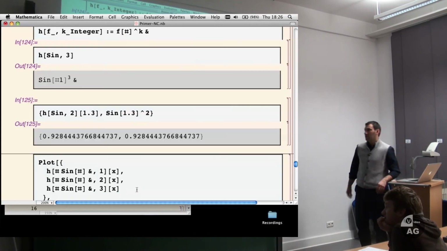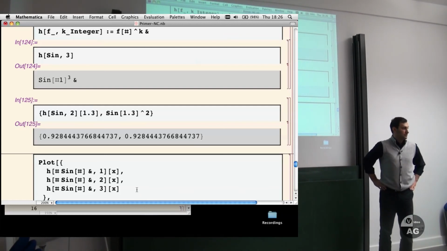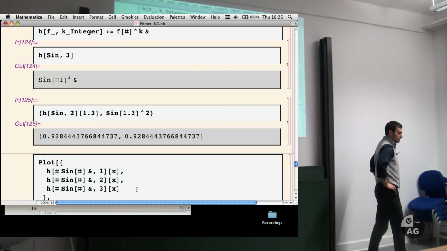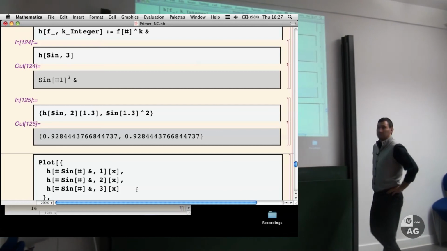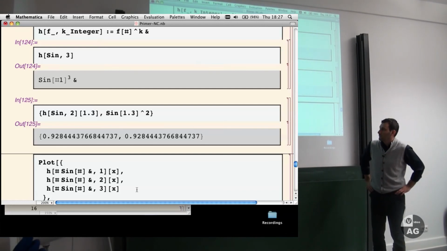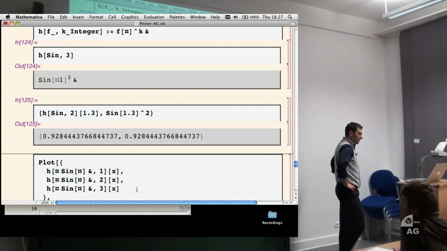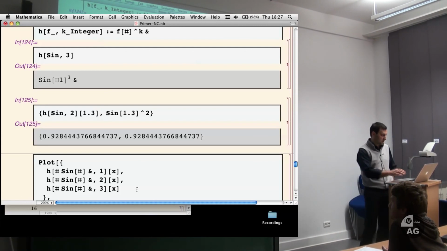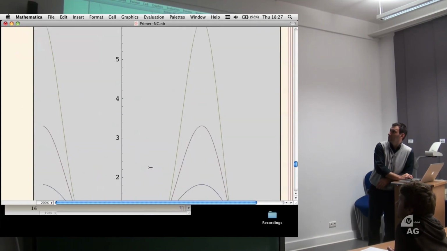What am I plotting here? Sine of x, 2 times, not really. Sin x, x sin x square, and x sin x. Yes, I'm plotting x sine x, x square sine x square, and x cubed sine x cubed. These are these guys. Okay.